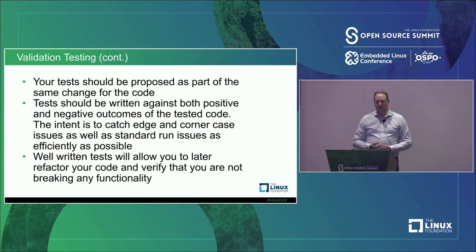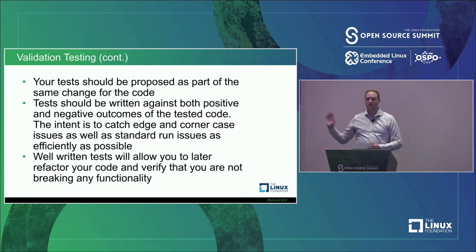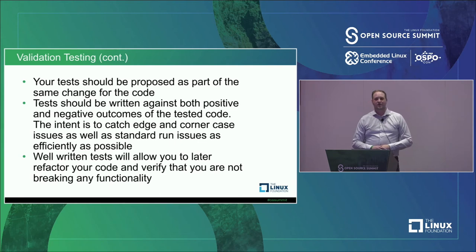Tests should be written against both positive and negative outcomes. I have encountered a lot of times where somebody writes tests and they only think about the positives, right? They don't think about how it's going to fail, or they only think about the failures and they don't think about how it's going to pass. Because if, okay, I've hit all my failure conditions, I should just pass all my other conditions. What about the edge cases? What about the corner cases? Think about them. Make them part of your change. Well-written tests are going to allow you later to refactor your code without breaking things.